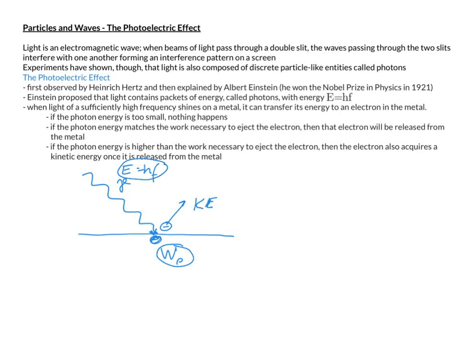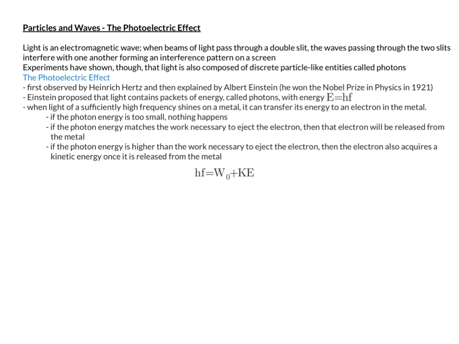So by conservation of energy, the incident photon will provide enough energy to release the electron and then give it some kinetic energy. So conservation of energy would look like this. E of the incident photon is equal to the kinetic energy of the electron plus the work function necessary to release the electron. Or h times f is work function plus kinetic energy. So here is the expression for the photoelectric effect.